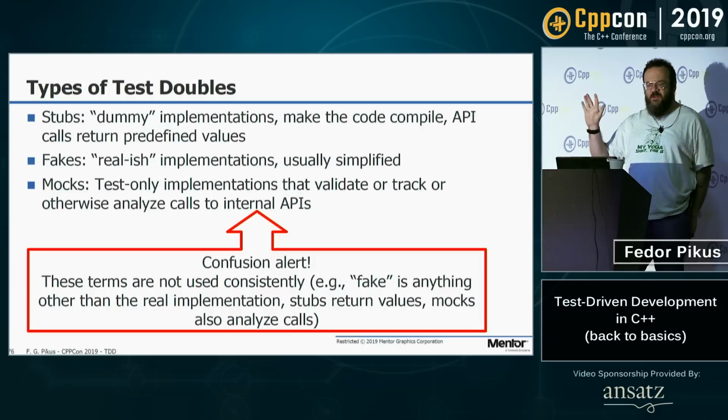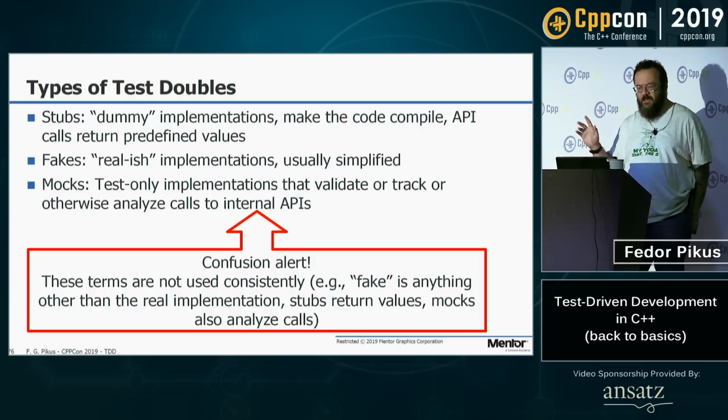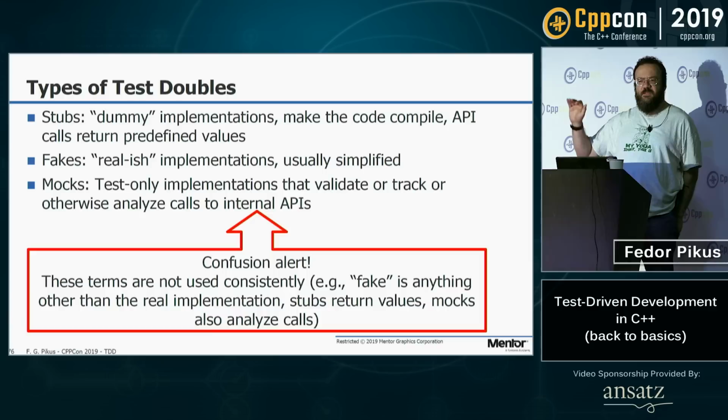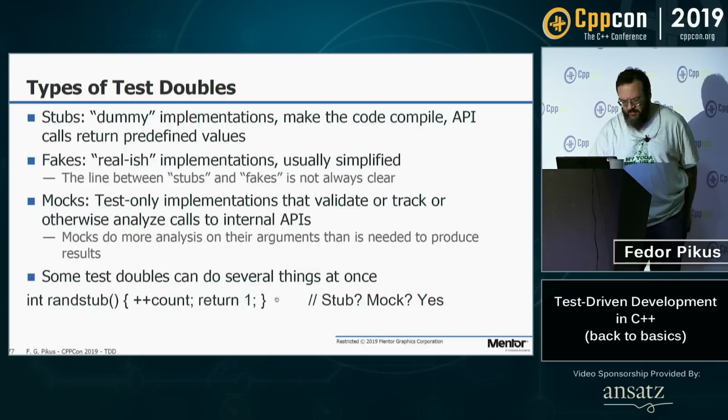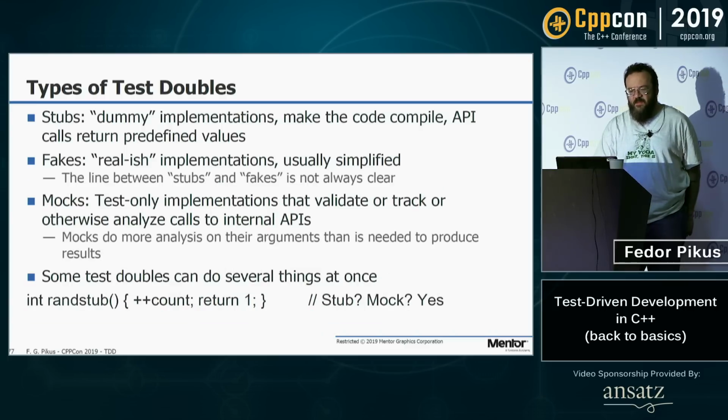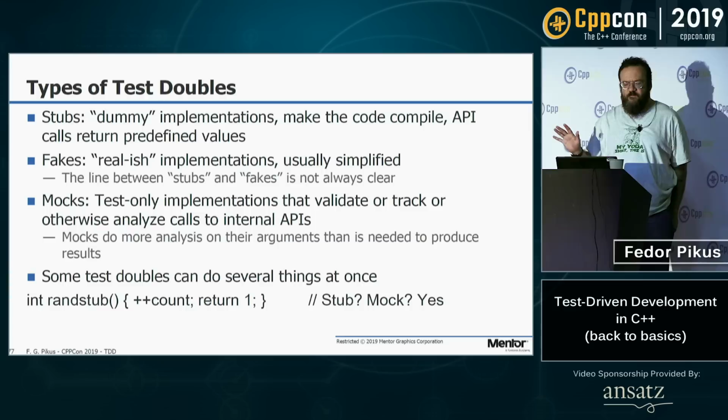There is, by the way, again, inconsistent terminology here. Sometimes fakes is used to mean all of that stuff. So be careful with the terminology when you see it. The line between stubs and fakes isn't always clear. Some people are strict about this. Hard-coded, return 1, that's a stub. Take some value from the input and return that, that's not a stub. Some people call that a stub as well. So fakes are simplified implementations. How simplified?